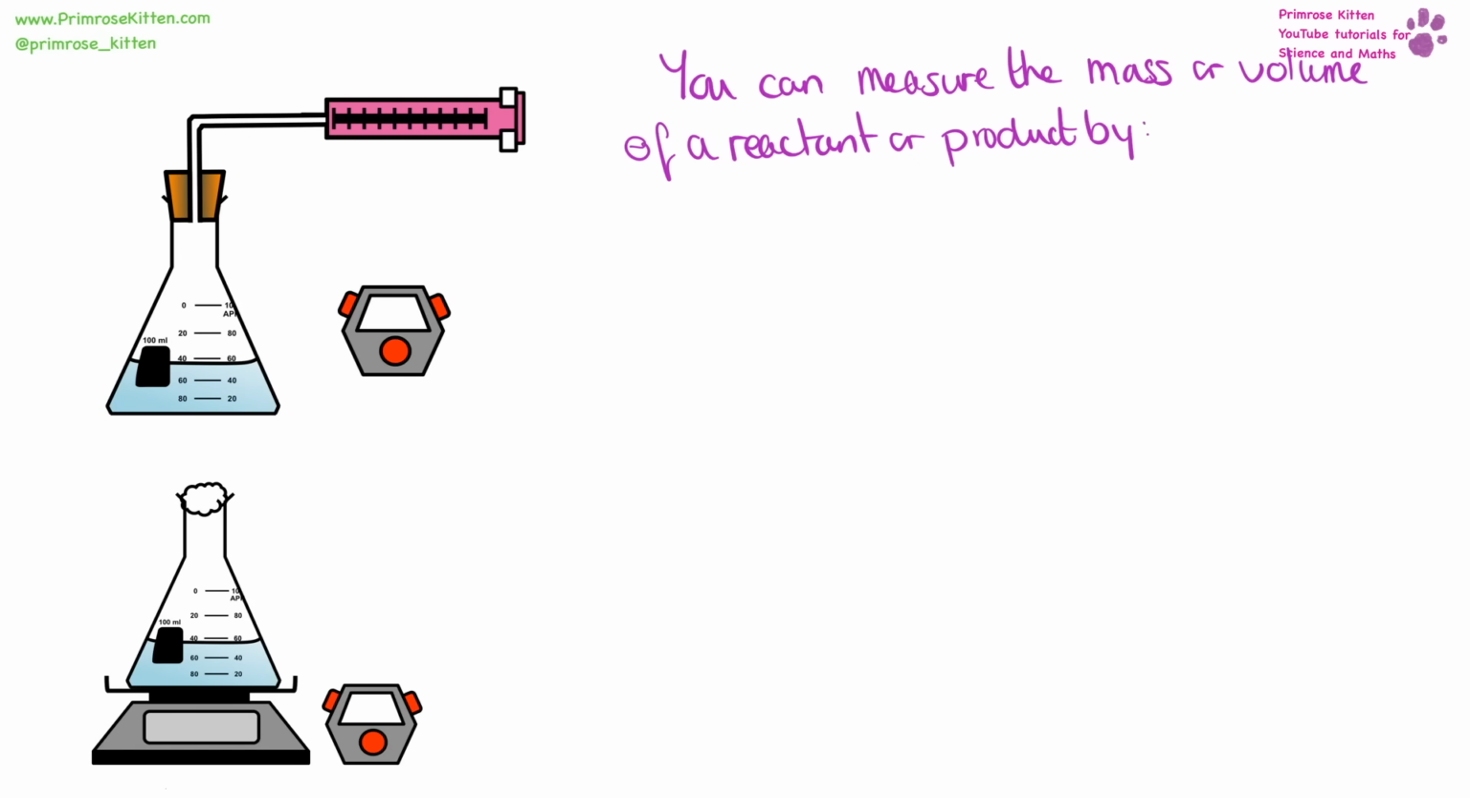You can measure the mass or volume of reactant or product by collecting the product, say in a gas syringe, or using a scale or balance to look at how the mass changes as a reaction progresses.